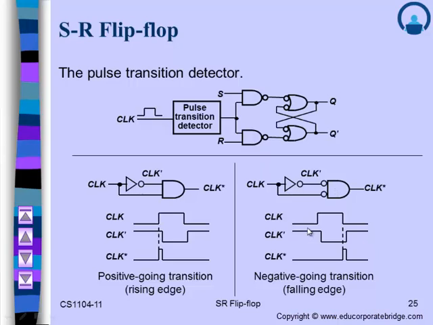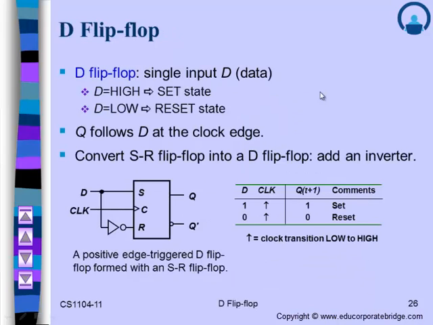So we can check, when the clock is high, after a certain duration the clock bar goes low, and the difference between the clock going low and the clock bar going high is called the transition time, which is given by clock star, and the above is for negative going transition or falling edge. So let's check out the characteristic table for the SR flip-flop, or how the SR flip-flop works.